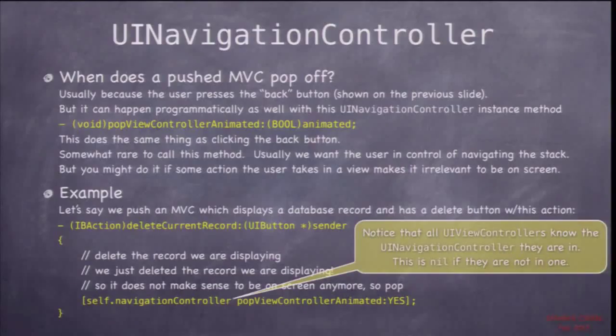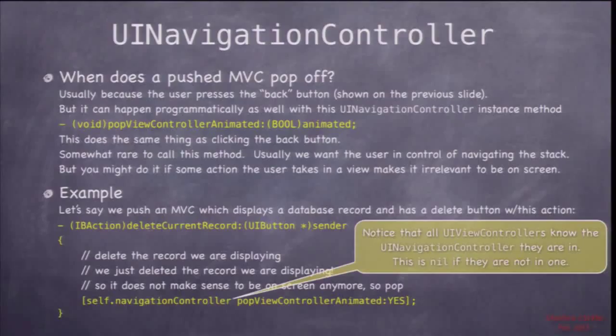An awesome thing about the way it's all set up is if you are a view controller and you are inside a navigation controller anywhere on its stack, you can get the property on yourself called navigationController, and it will return you the navigation controller you're in. Does that make sense? If you're not in a navigation controller, it'll just return nil.